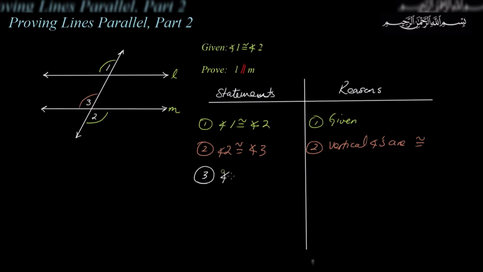So I'm going to say angle 1 is congruent to angle 3. Why? Because this is from the transitive property of congruence for angles. If angle 1 is congruent to angle 2 and angle 2 is congruent to angle 3, then angle 1 is congruent to angle 3. That's the transitive property of congruence for angles.